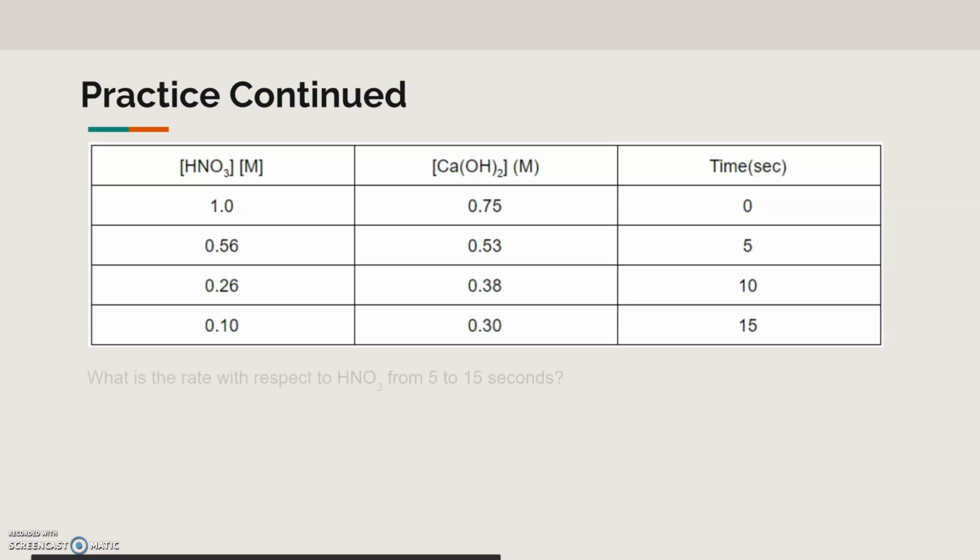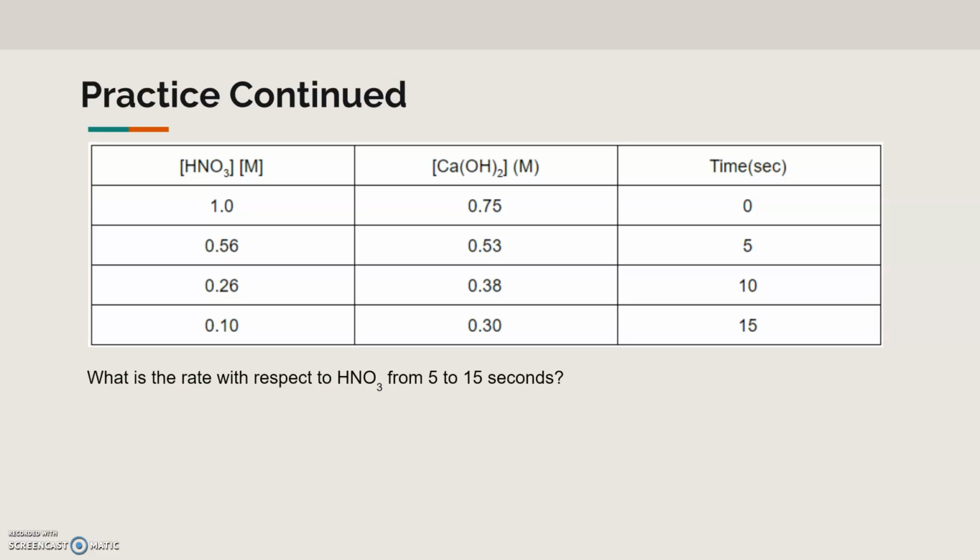Next practice problem. Take a moment and look at this table. Again, we're working with the same two reactants, HNO3 and CaOH2. Again, our concentrations are given in units of molarity, and both reactants' concentrations decreased as time increased. Here, the time for the reaction to take place also took 15 seconds. All right, let's try these practice problems.